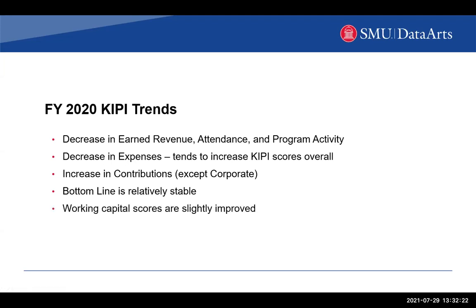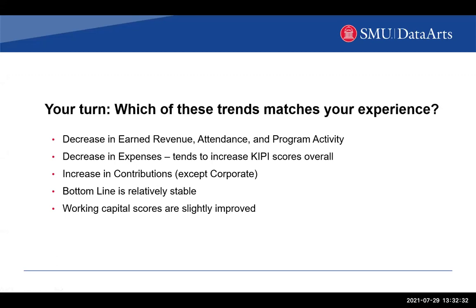Finally, working capital for many organizations was slightly improved. This is probably a result of the stable bottom line and cost management measures already mentioned above. So these are the trends that our research team sees across a lot of organizations' KIPIs for fiscal year 2020.